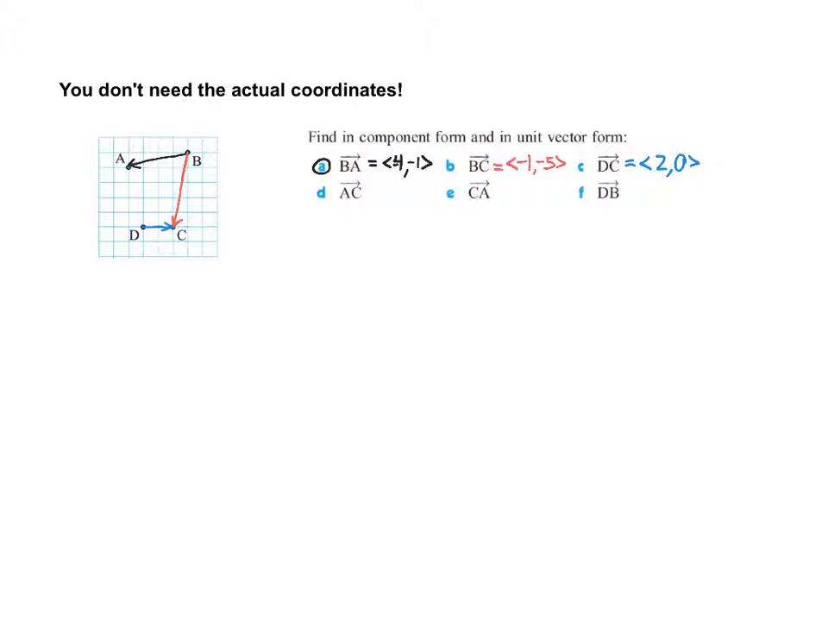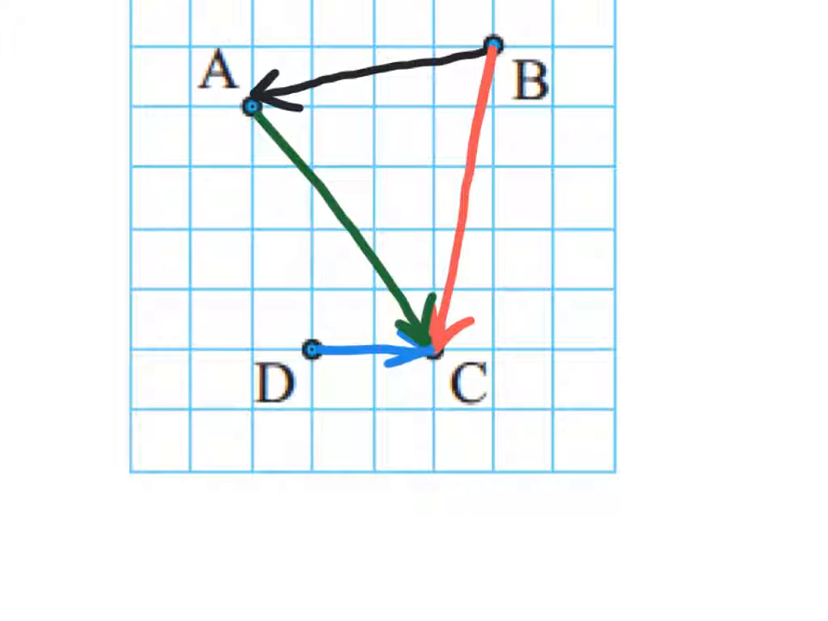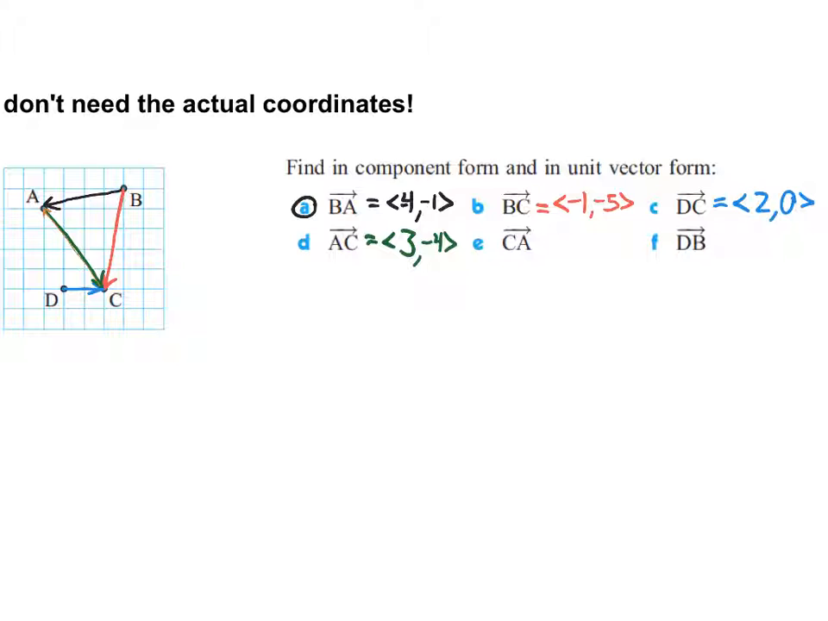I could do AC. I go over 1, 2, 3 and down 1, 2, 3, 4. So it's 3, -4. Now, I want you to think about CA. Think about CA here. It's -3 and +4.